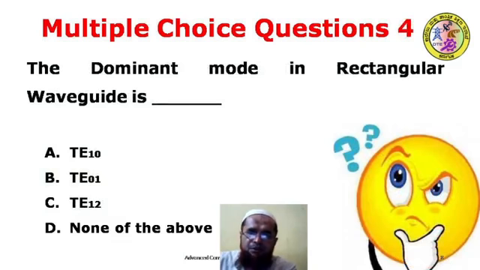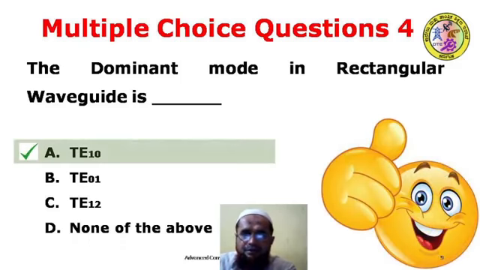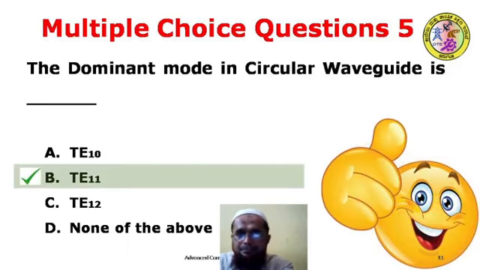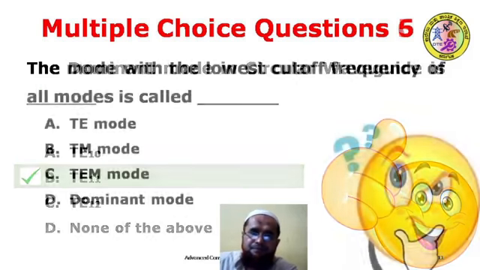Question 4, the dominant mode in rectangular waveguide is? TE10, sir. Good. Correct. Next question. Dominant mode in circular waveguide? Option D. TE11, sir. Good. Right.